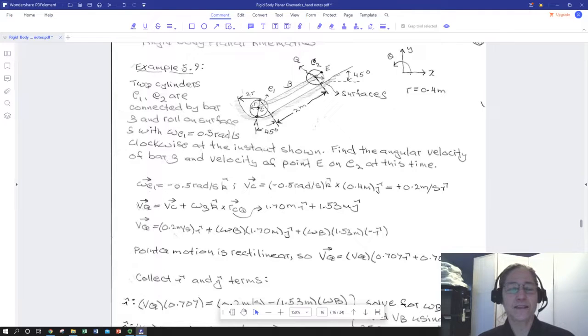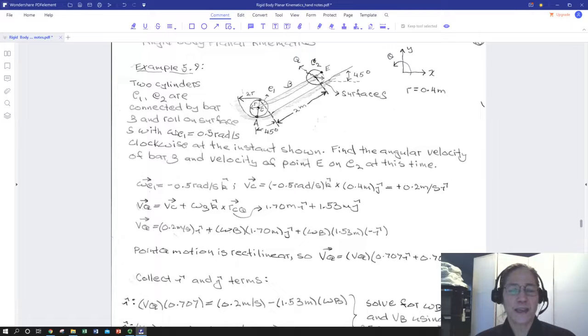This is just velocity. So we have two cylinders, C1, and this is a scripty C to remind us that it's a rigid body. It's down here in this curvy trough, rolling on a curved surface. And C2 is another rigid body up here, and it's rolling on a flat surface. They're connected by a bar, B, with a scripty B, which is a third rigid body. Anytime you see a scripty letter, think rigid body. And they're rolling on surface S, which is the shaded surface here.